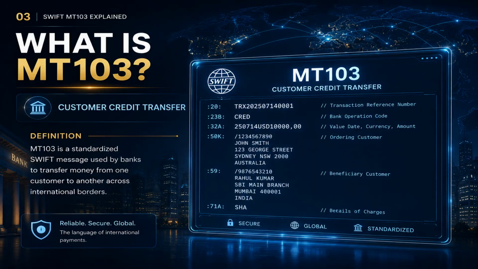Let's begin. What is MT103? MT103 is a standardized SWIFT message used by banks to transfer money from one customer to another across international borders. Think of MT103 as a payment instruction. It tells banks exactly how to process an international payment securely and accurately. It is used for customer credit transfers between banks around the world.